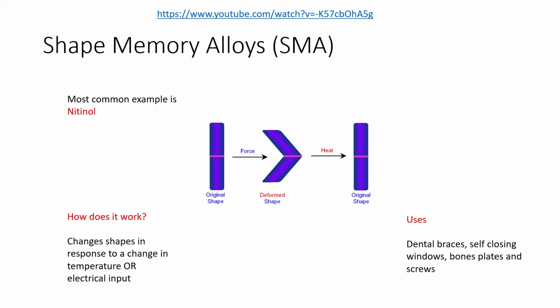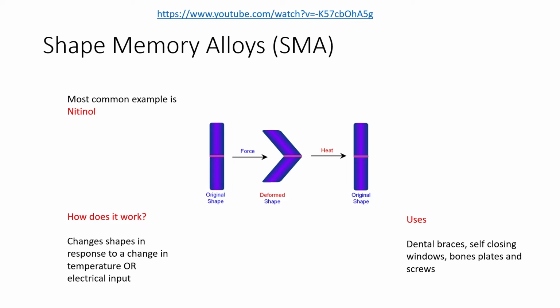So shape memory alloys. The most common example of that is nitinol. That is basically a thin strip of metal that you can deform, bend, twist, shape however you want, and then it will change its shape depending on temperature or electrical input. So it might be that you bend it, then you put it in hot water or heat it up and it will snap back into its original place, or a little electrical current will snap it back into place. Most commonly it's used in things like dental braces, self-closing windows, bone plates, and screws.